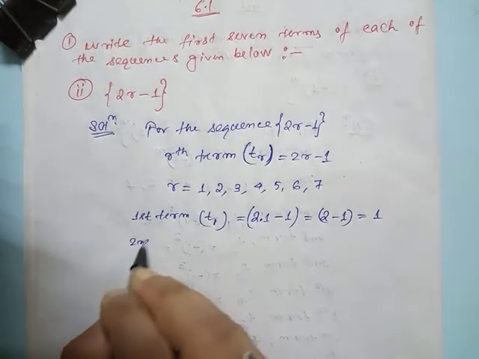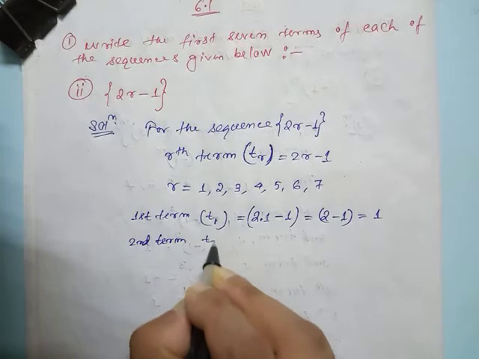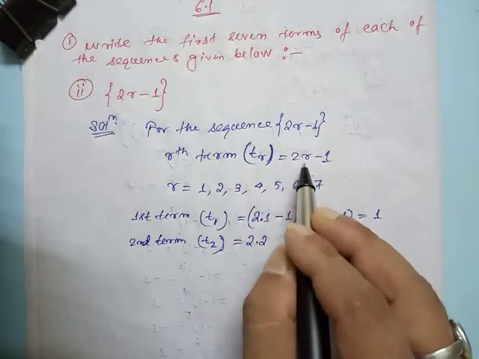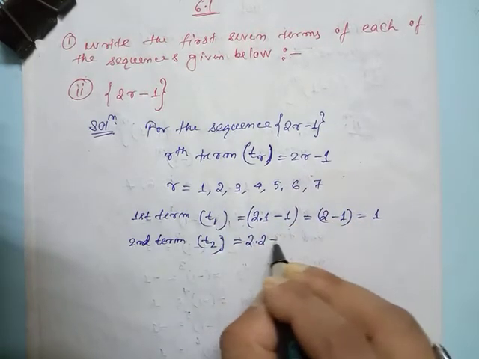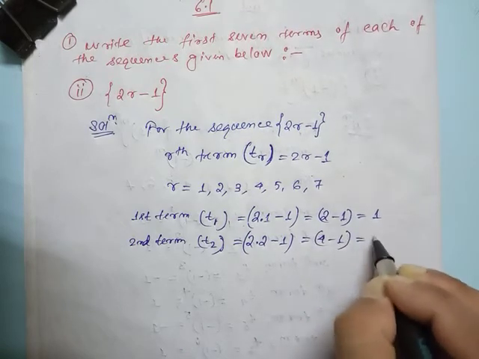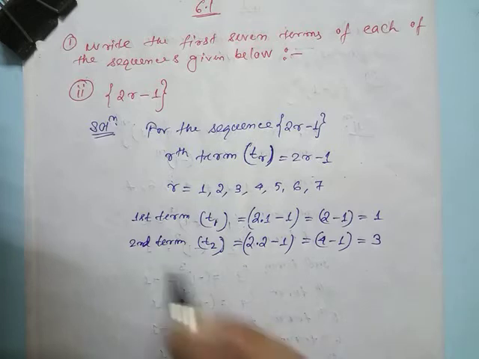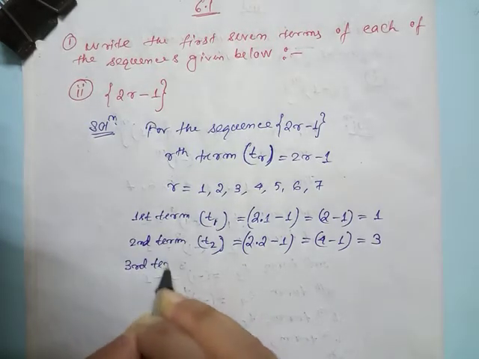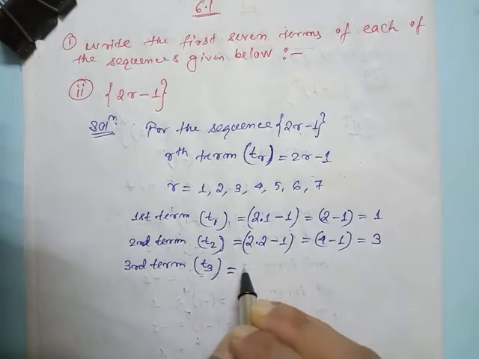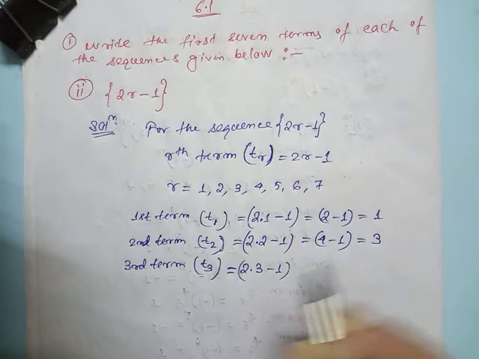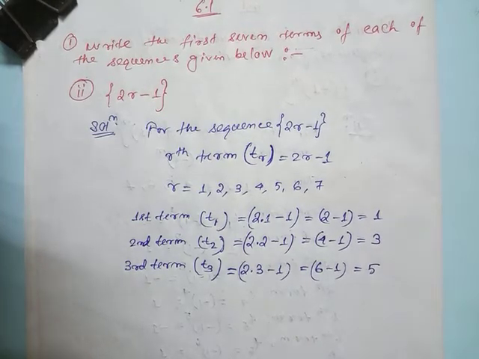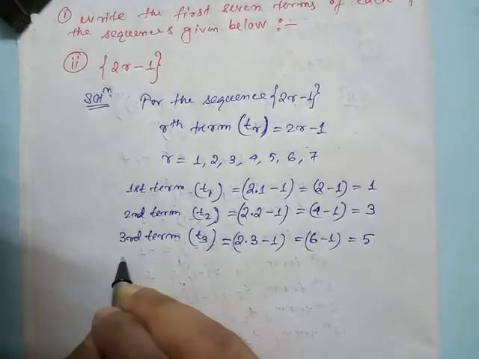Now second term, t2. Here the value is given 2, into 2 means the value of r is 2 now, second term, then minus 1. 2 into 2 how much? 4 minus 1, and here it is 3. Next third term, t3. Now just put the value of third term, 2 into 3 minus 1, and 3 twos are 6, 6 minus 1 is 5.